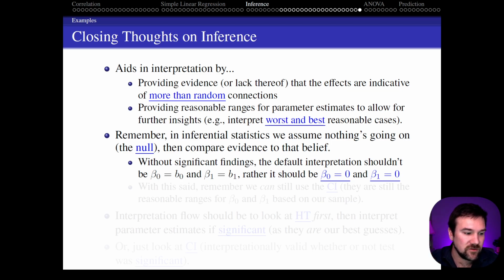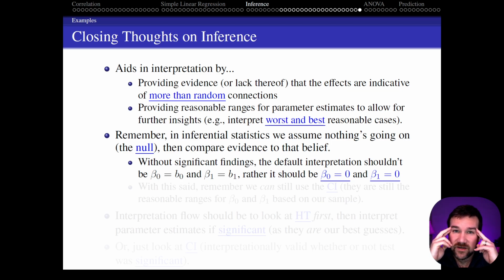I know this is long, but please star this. This is so important. Without a statistically significant finding, without stuff to change our mind from that null hypothesis that there's nothing going on, the default belief shouldn't be that the population intercept is whatever our sample intercept was, that the population slope is whatever our sample slope was. That should not be our default interpretation.